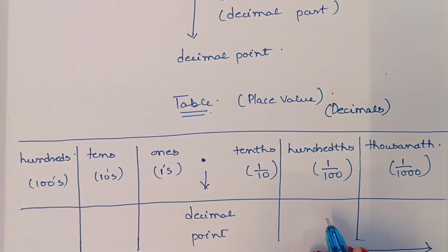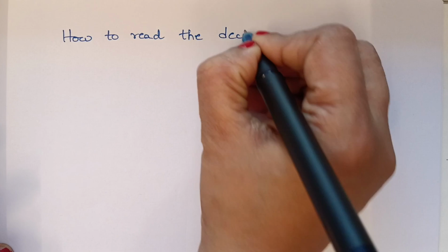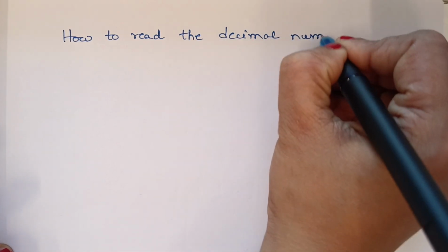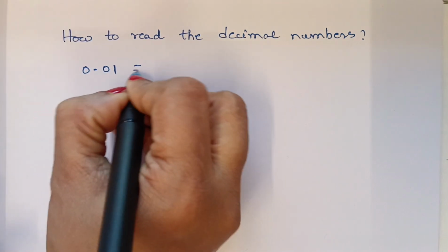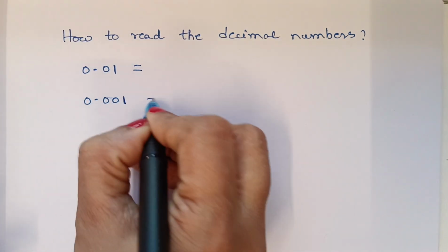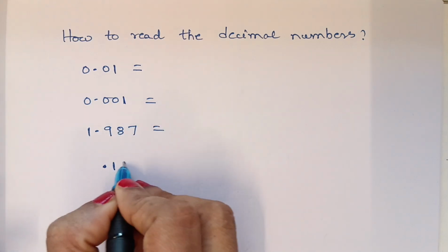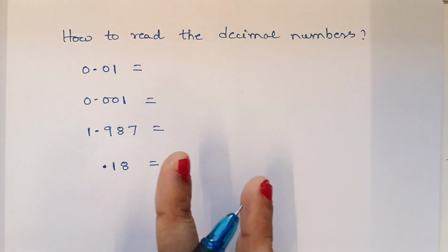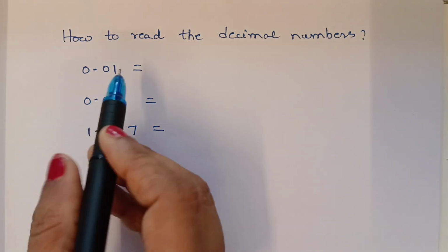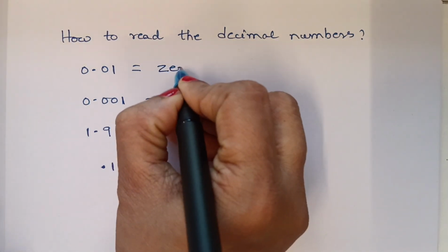Now let's switch to the next page. How to read the decimal numbers? Let's see. For example, they have given 0.01, 0.001, 1.987, and the last one is 0.18. How to read? The question will usually be: read the following decimal numbers. But see, usually we have to read. Read means write in words. So how will you write? Tell me.